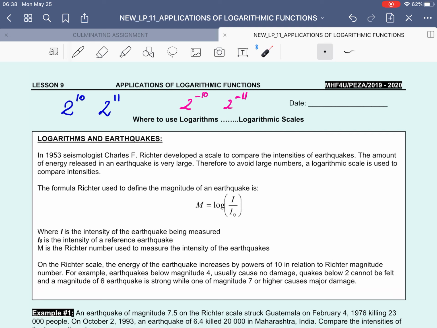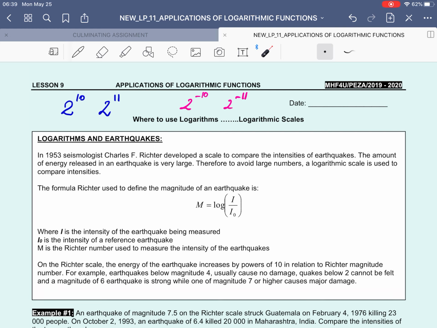One of the uses of logarithmic functions is when we're measuring the intensity of an earthquake, so how strong or how weak an earthquake is. Now, if I ever asked you, how do we measure earthquakes? I'm pretty sure you'll quickly say, oh, we use the Richter scale. That's one of the uses, at least.